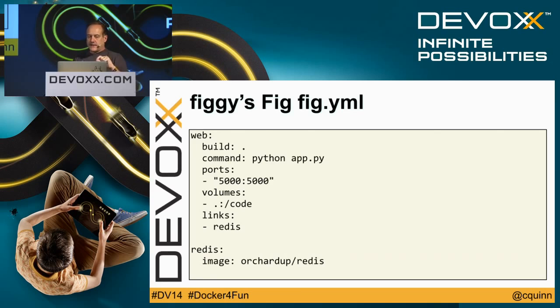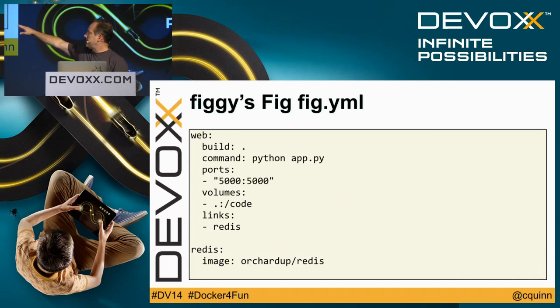It says how to build the containers. It says what ports we want. We want port 5000. It talks about which volumes we're going to be managing and mounting. So everything we've seen before that we were doing with Docker directly with the Docker command line, this is just automating for us in a very nice declarative way.